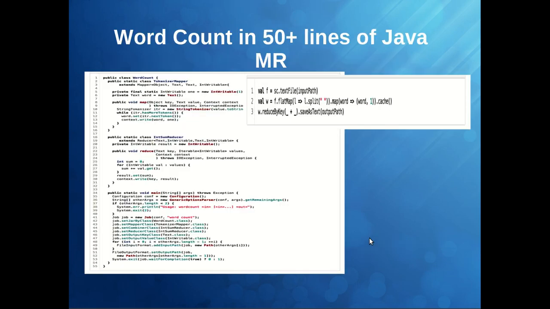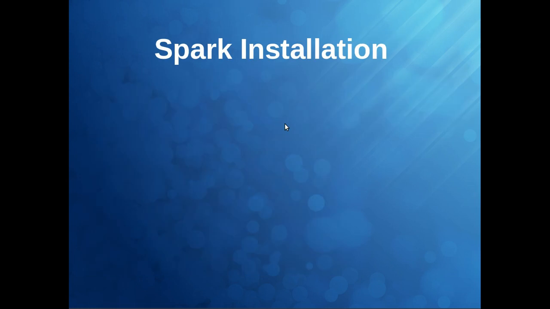You can see, if you choose Java as your API language, let's say we are going to do a word count in Java MapReduce. We have to write 50 plus lines of code to count the words in MapReduce using Java. But in Spark you can do it in just 3 lines of code. So it's very efficient and much faster in development also.